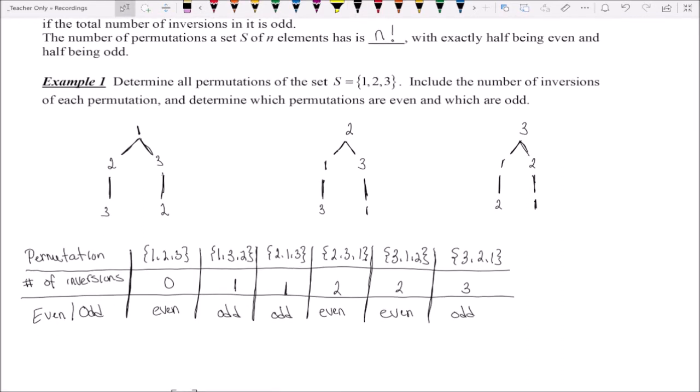All right, so 3 factorial, 3 times 2 times 1, which is 6. So we do have the correct number of permutations there. Since we have 6, we should have 3 that are even and 3 that are odd. 1, 2, 3 even, 1, 2, 3 odd. So that is correct. So here we have a list of all the permutations, how many inversions each permutation has, as well as which are even and which are odd.